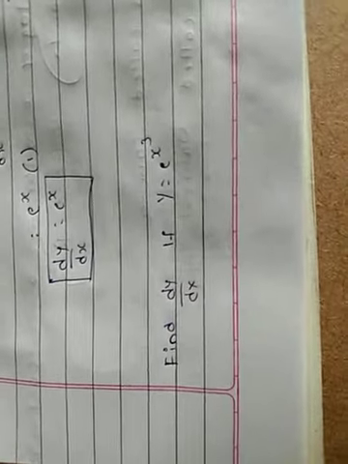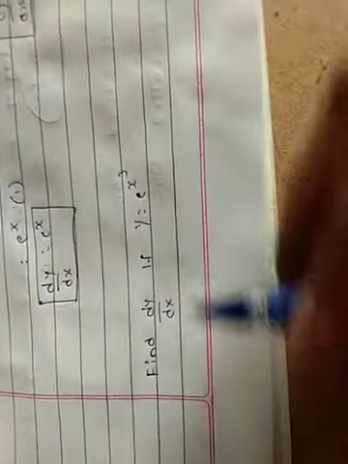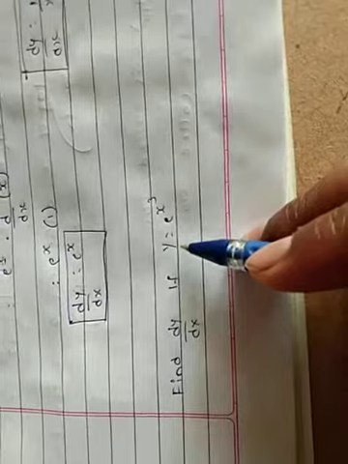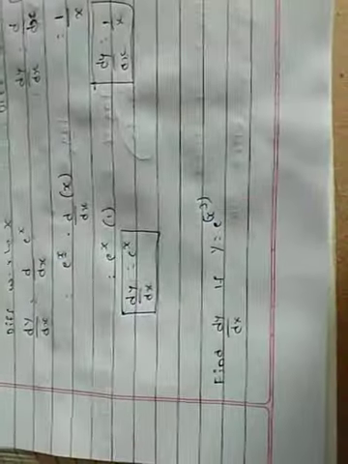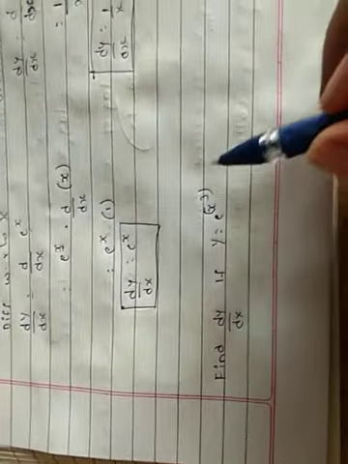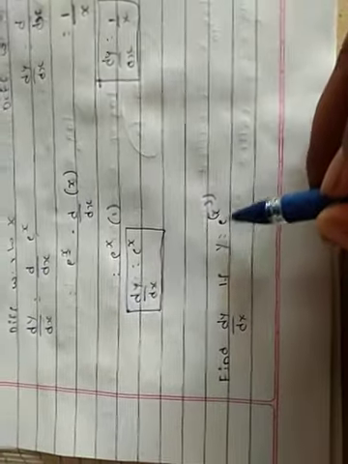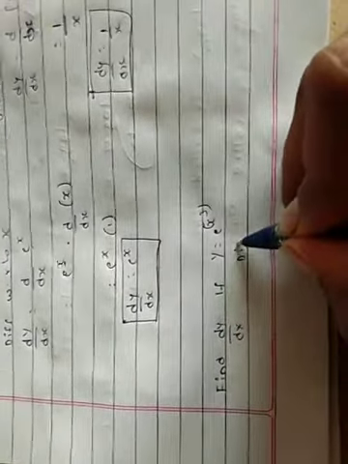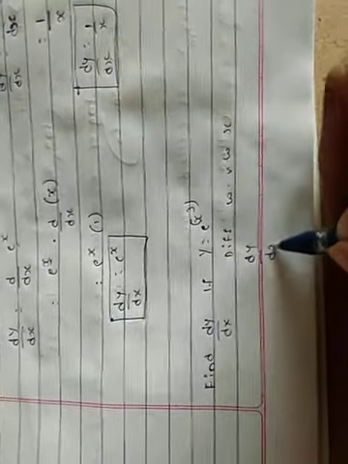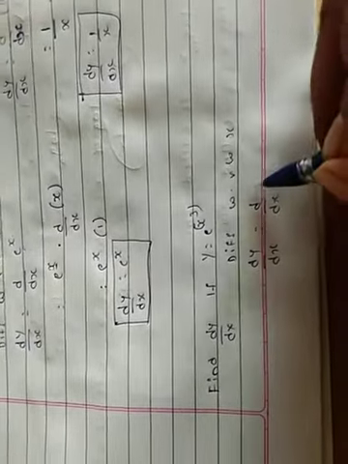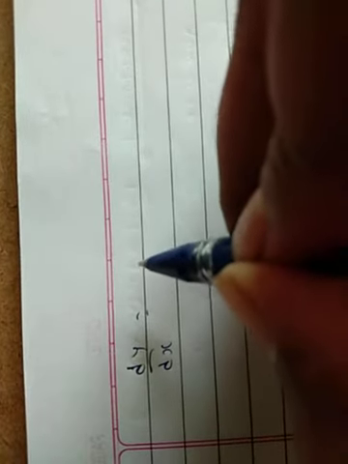This is the first problem under the derivative of exponential function. Find dy by dx if y is equal to e to the power x cube. Observe here. x cube is one function, and e to the power x cube is another function. So we have y is equal to e to the power x cube. Differentiate with respect to x. So dy by dx is equal to d by dx of e to the power x cube.